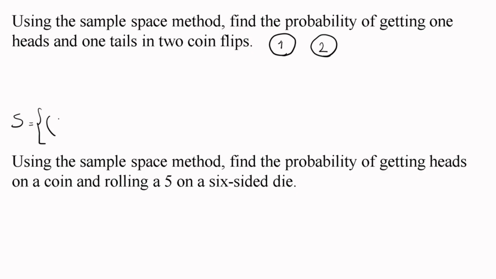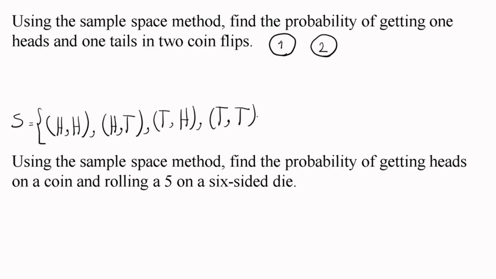So the first thing that I have is getting heads from the first coin and getting heads from the second coin. The next one is getting heads from the first one and tails from the second one. Tails, heads, and finally tails from the first one and tails from the second one. These are all the possible answers.